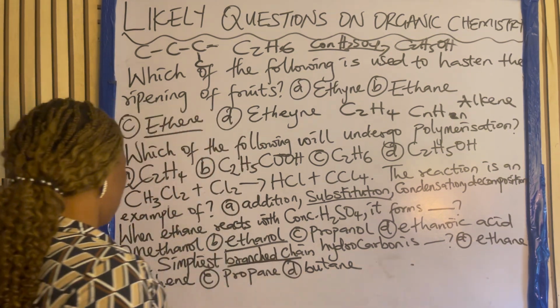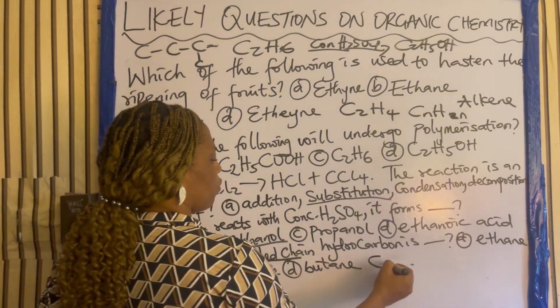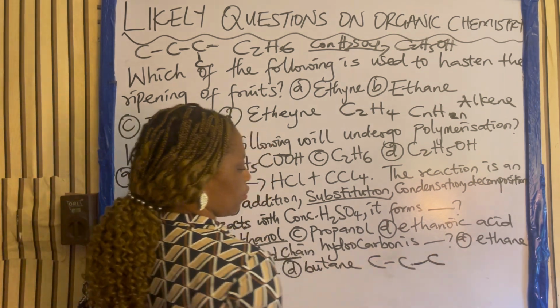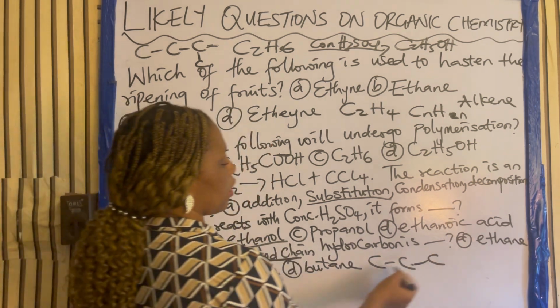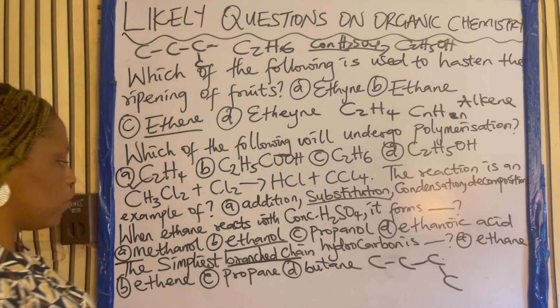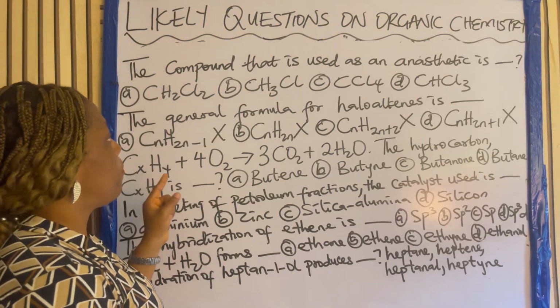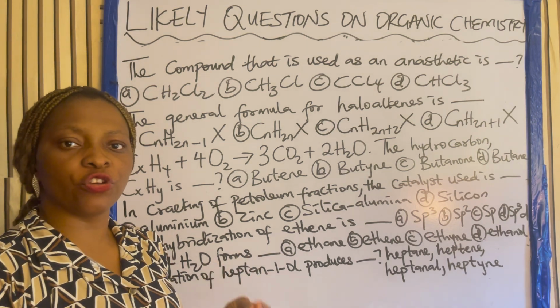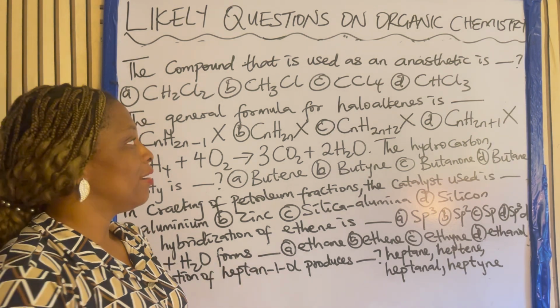Then the second one is propane. Propane has 3 carbons. It cannot be a branch chain. Branch chain starts from butane. You can make it a branch chain. So the answer is butane. The compound that is used as an anesthetic is, which compound do you use as an anesthetic?